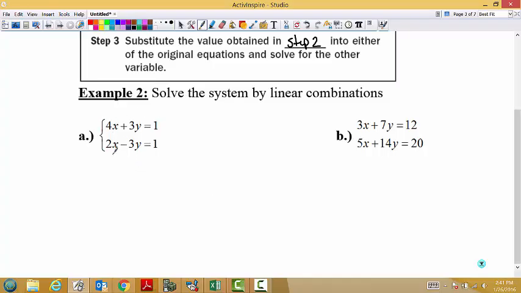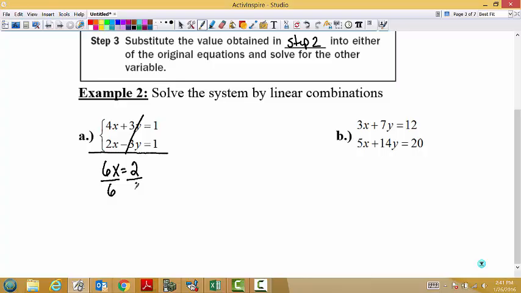If you look at them right now, and I want to add straight down, 4 plus 2 is 6, 3 plus negative 3 is 0, 1 plus 1 is 2. Your goal is to make something cancel out. Did it? Yes, it did. In this particular problem, the 3 y's cancel straight out, and you just add straight down. 4 plus 2 is 6x, 1 plus 1 is 2, and you solve it.